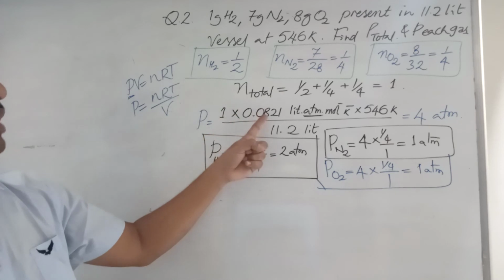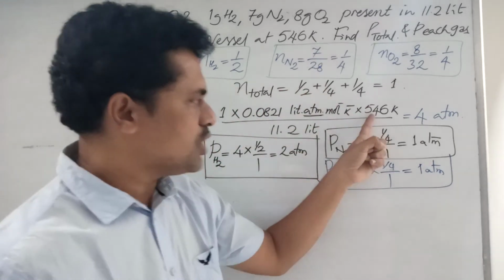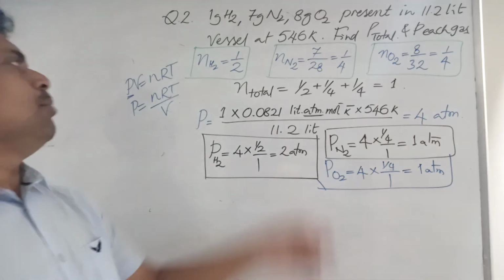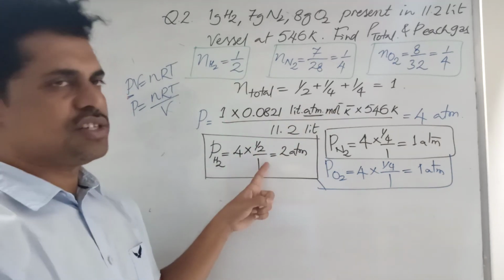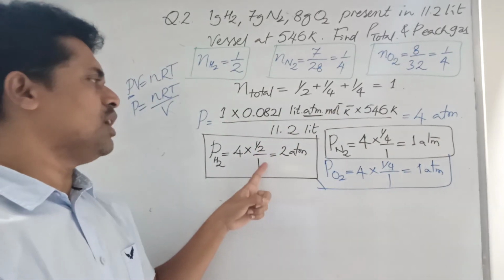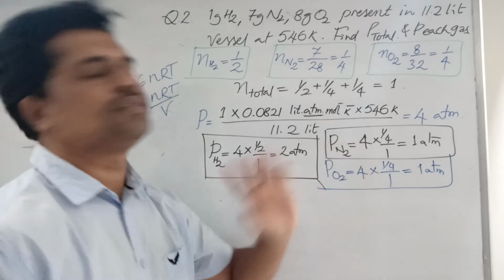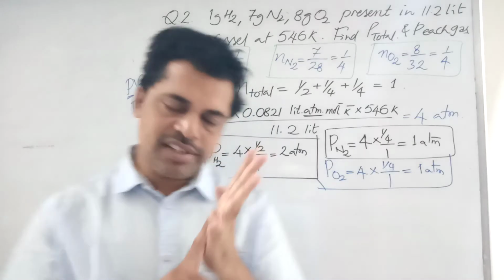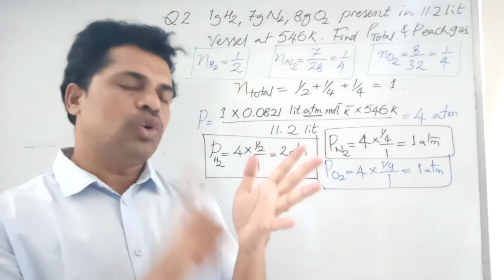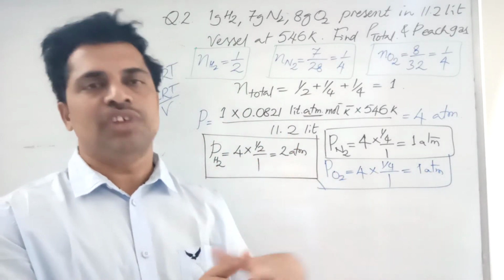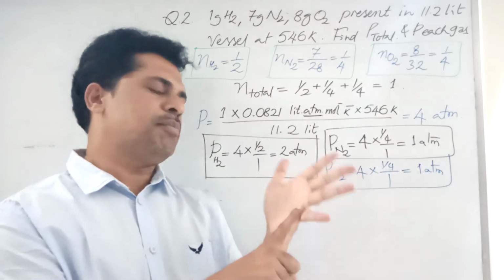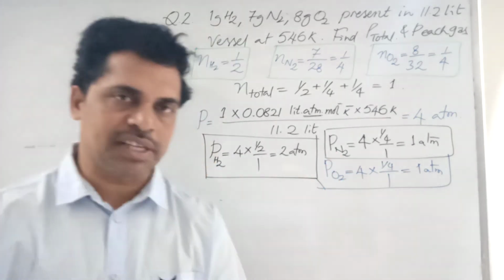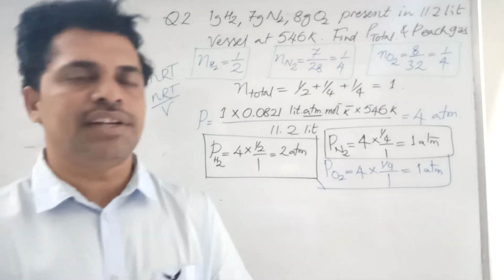Number of moles, R value, temperature, volume, and we got the pressure. Partial pressures: total pressure into mole fraction. Mole fraction means number of moles of that gas by total number of moles. So these kinds of questions you can expect here. Dalton's law means the total pressure is equal to the sum of the individual pressures, under conditions of constant temperature and volume. The second thing is a non-reacting gaseous mixture. Aqueous tension means saturated water vapor pressure.